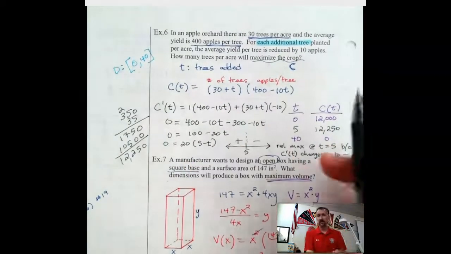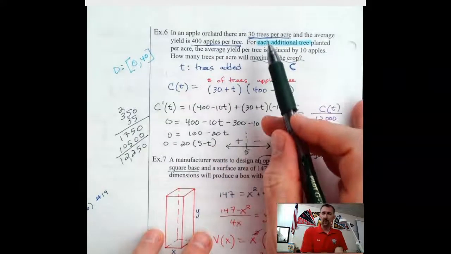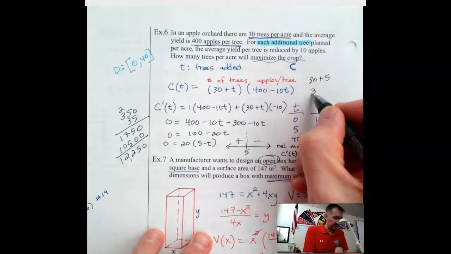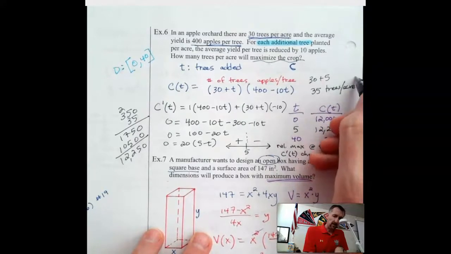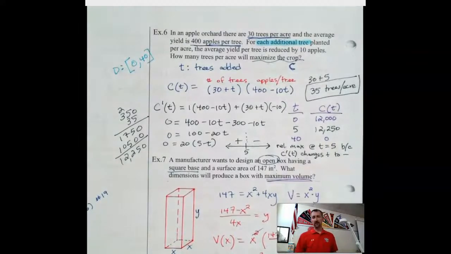Now here's a little bit of a trick. Now don't say 5. It says how many trees per acre. There were 30 already, so it's going to be 30 plus 5. So that's going to be 35 trees per acre. Okay, it's another real world application if you're figuring out stuff.